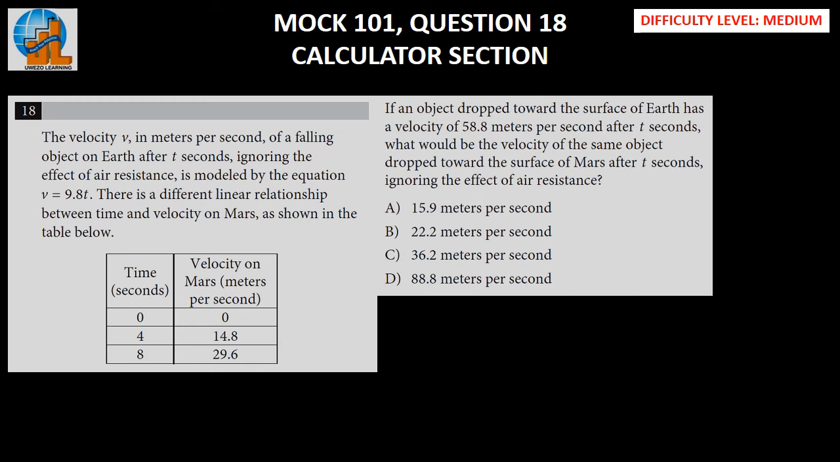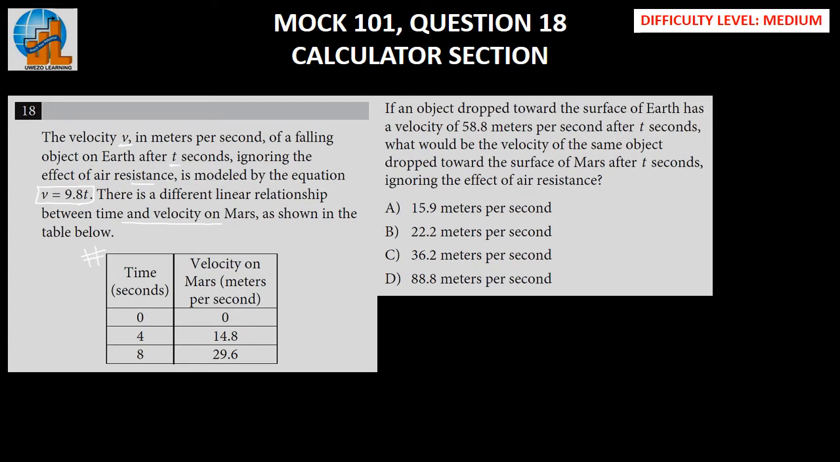The velocity v in meters per second of a falling object on Earth after t seconds, ignoring the effect of air resistance, is modeled by the equation v = 9.8t. And there is a different linear relationship between time and velocity on Mars as shown in the table below. So this is a table that we have here.